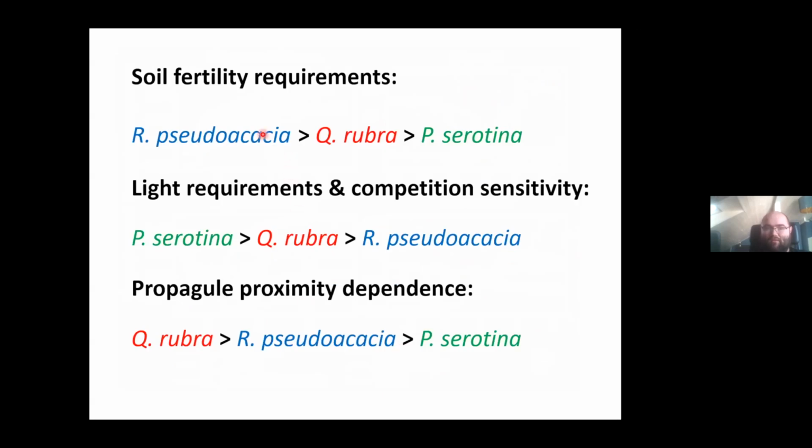This allowed us to conclude that natural regeneration of Robinia has the highest soil fertility requirements, while natural regeneration of Prunus serotina has the lowest. Prunus serotina requires the most light and is the most sensitive to competition, while the least is Robinia pseudoacacia, also due to the supply by the parental trees. And among these species, Quercus rubra is the most dependent on propagule proximity.